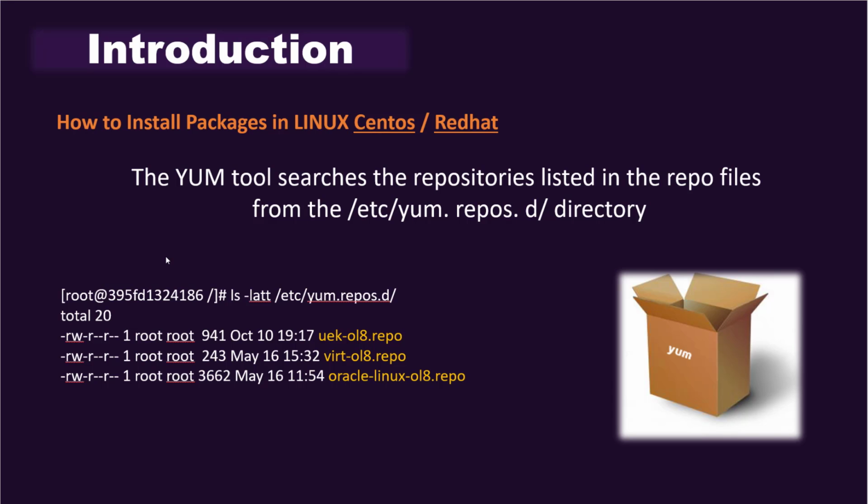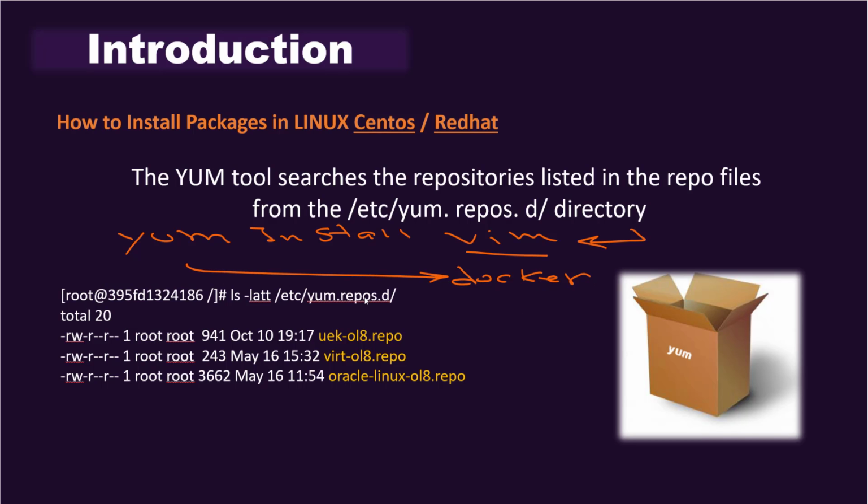On a CentOS machine, for example, you want to install the Vim editor. You will go with yum install vim, and when you press enter, it will go and install Vim on your machine. So how does it find Vim? If you want to install Docker on your machine, how does Yum find this package and install it on your machine?